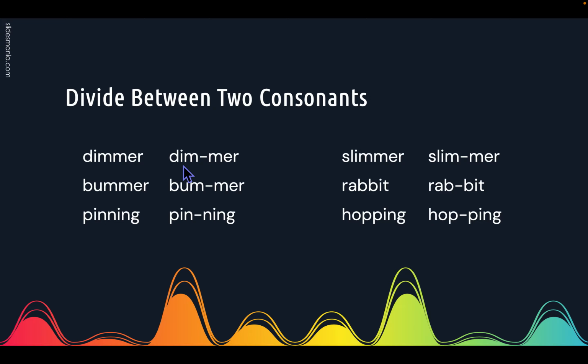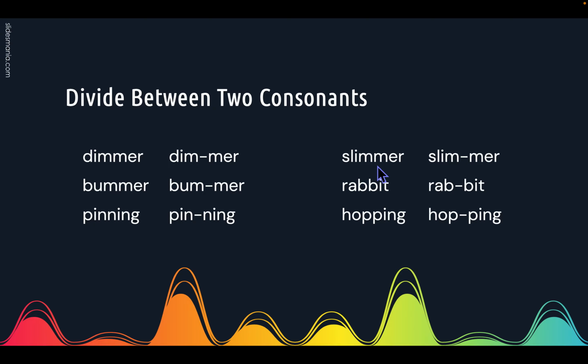Vowels in the middle of a syllable are usually going to use their short sound. So here we have dimmer. We're going to split between these two consonants and use the short U sound, so we have bummer. We split right here to get pinning.